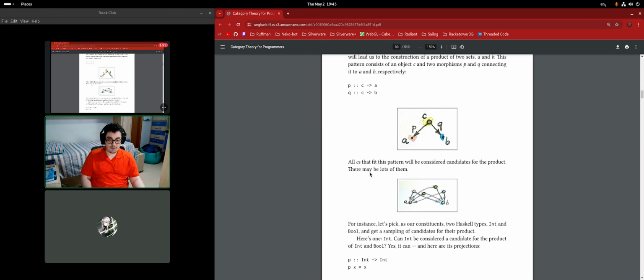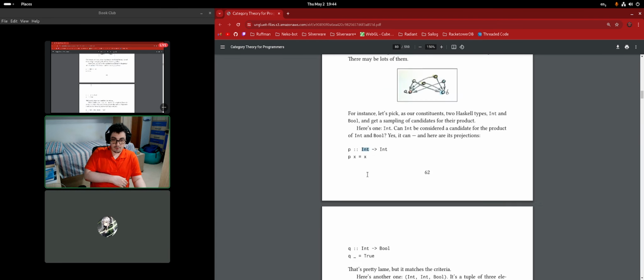So he's proposing to make int in this case C. Okay, C and A. No, actually that's not true. It's just a coincidence in this case, right? Because this A could not be this one. So then you're gonna make the projections P and you're gonna make the projections Q.